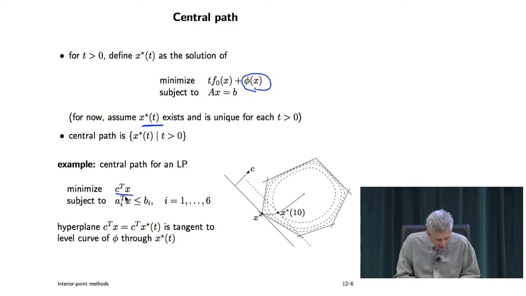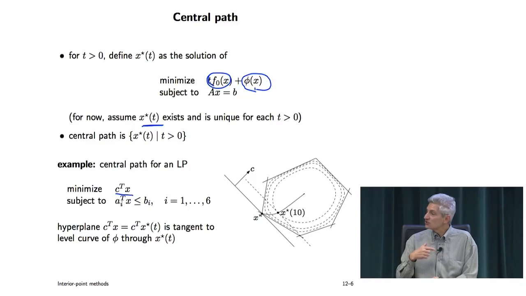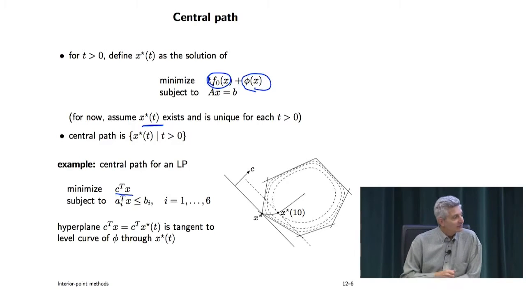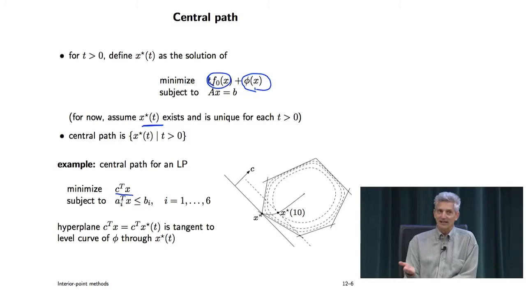And then as you crank up the scale factor in front of the c, it says minimize the barrier function, but also start minimizing t times c. c transpose x is the actual objective you want to minimize. So what happens is very interesting. The more you crank up t, the closer you come to minimizing c transpose x, but you will never leave the feasible region. In fact, you'll never leave the strictly feasible region. The reason is the barrier, which is, by the way, why it's called a barrier.